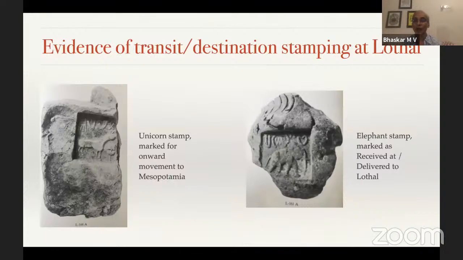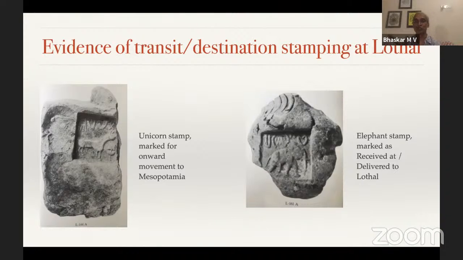Usually, these seals are destroyed. They don't survive time. These are clay seals. But in Lothal, a fire accident seems to have baked them into a certain hardness, and therefore about 70 such stamped clay sealings ended up preserving themselves.